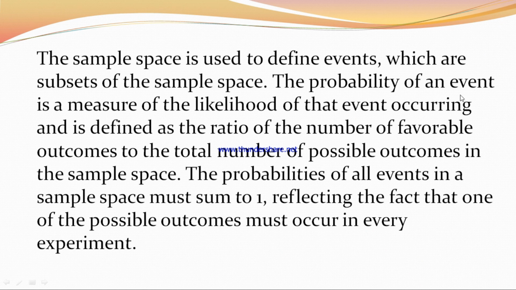The probability of an event is a measure of the likelihood of that event occurring and is defined as the ratio of the number of favorable outcomes to the total number of possible outcomes in the sample space. The probabilities of all events in a sample space must sum to 1, reflecting the fact that one of the possible outcomes must occur in every experiment.